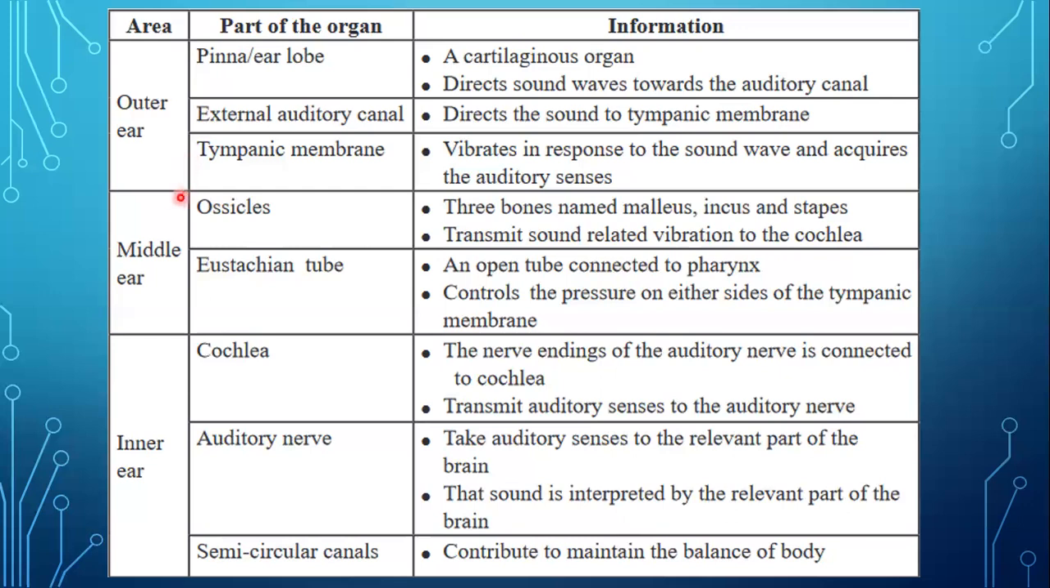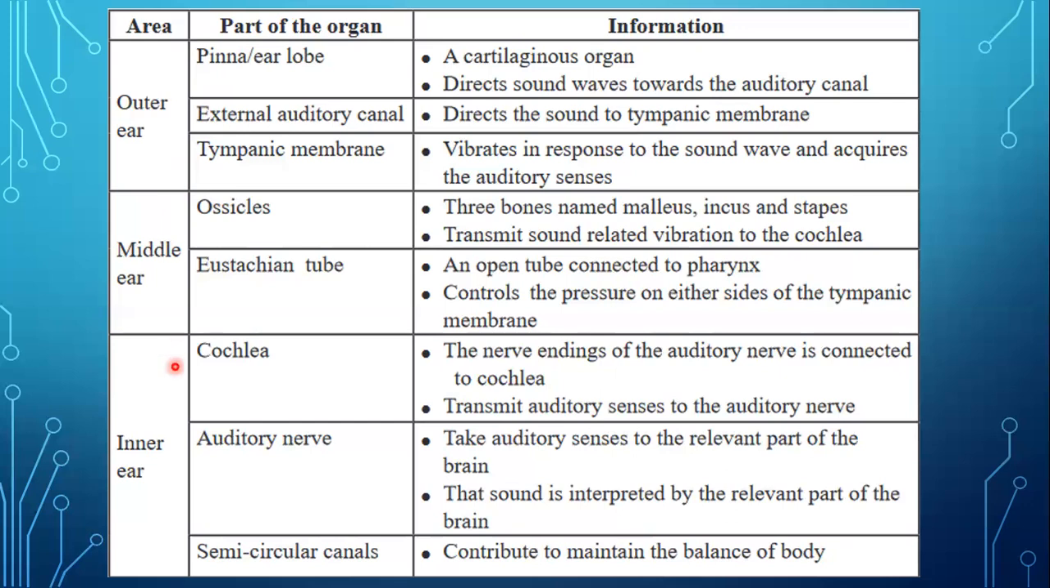Middle ear. Ossicles: three bones named malleus, incus, and stapes transmit sound-related vibration to the cochlea. Eustachian tube: an open tube connected to the pharynx. Controls the pressure on either side of the tympanic membrane.